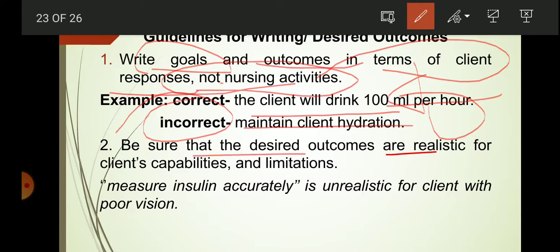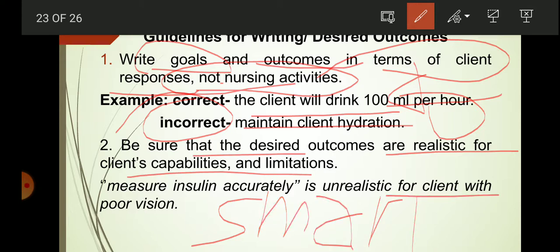Be sure that the desired outcomes are realistic for clients' capabilities and limitations. Don't say that after my 8 hours of shift, my patient will be able to walk freely and without any pain, when your client has just had post-op surgery. That's very unrealistic. Remember, when you're setting your goals, you have to be SMART. Specific, measurable, attainable, realistic, and time-bounded. So don't forget the SMART. Okay? Be sure that desired outcomes are realistic. So, to go back, measuring insulin accurately is unrealistic for a client with poor vision.